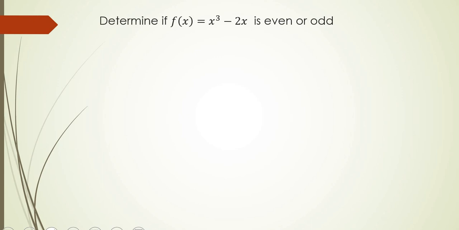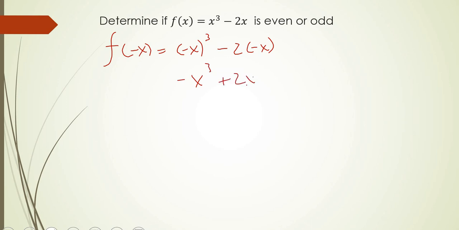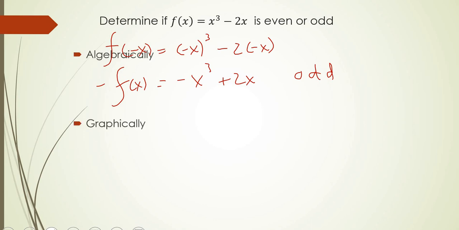So let's look and see if f of x is even or odd. So f of -x would be (-x) cubed minus 2 times -x. I will get -x cubed plus 2x. This is the opposite of my original function. Every sign has changed, so this is odd. Oops, algebraically, that's what we just did. Graphically, we'll look at that one later. I'm not going to take the time to do the graph. We've gone long enough on this.